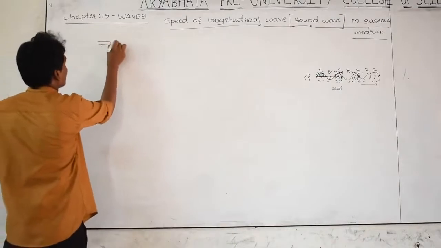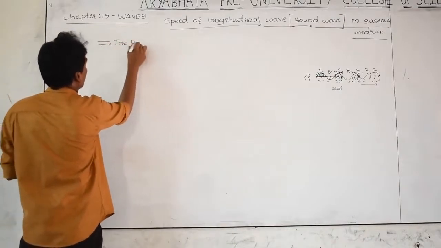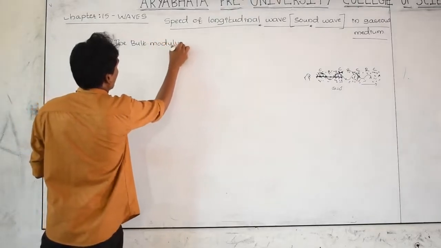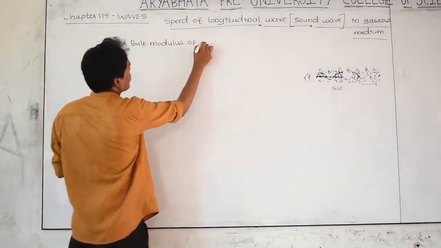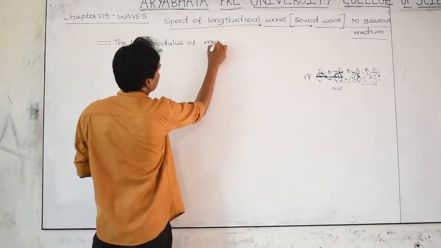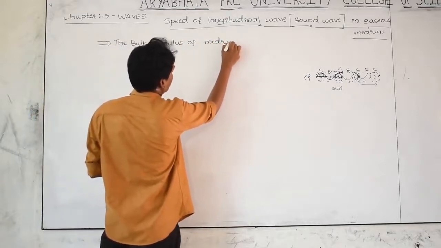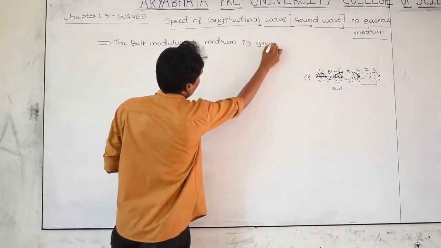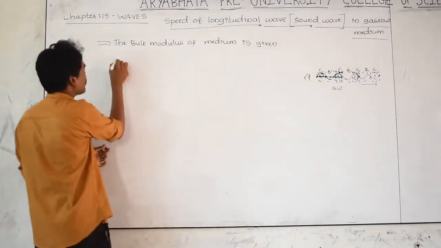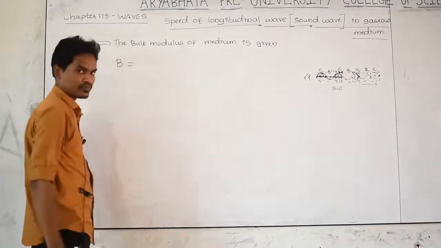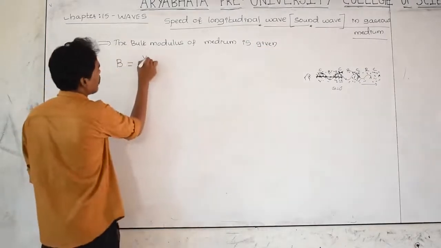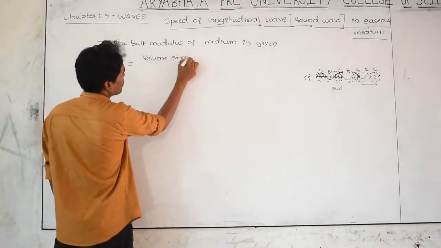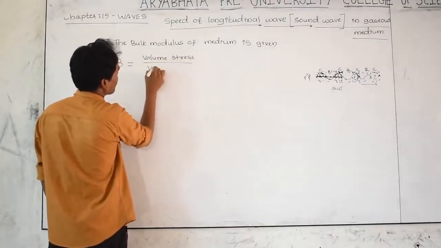Therefore, the bulk modulus of the medium, meaning the gaseous medium or air, is given by the formula you know very well. Bulk modulus is indicated as B. It is volume stress divided by volume strain.